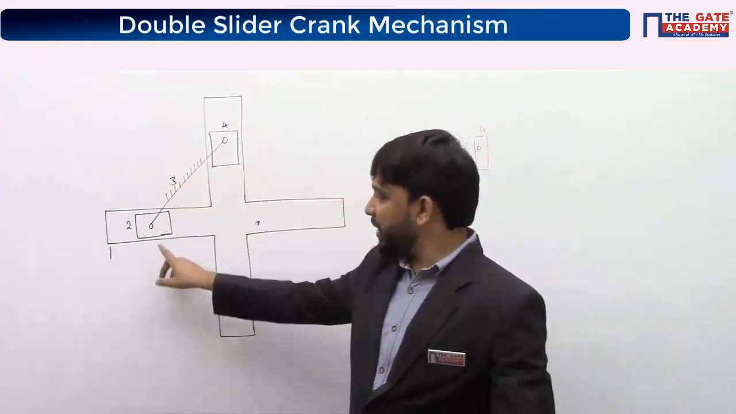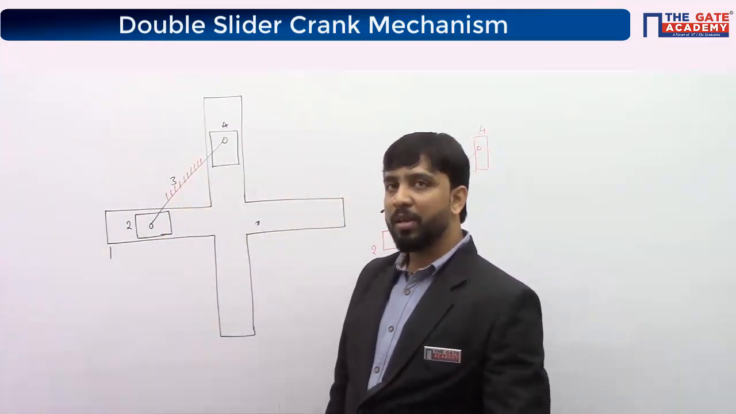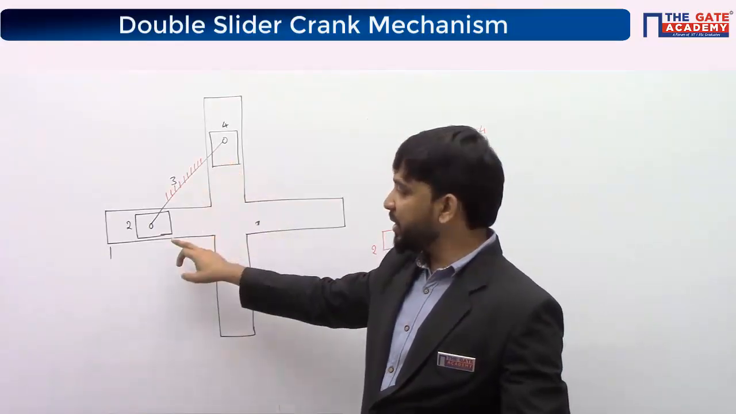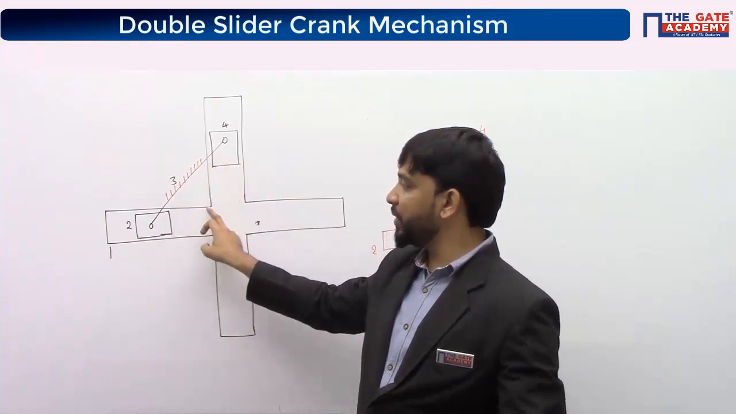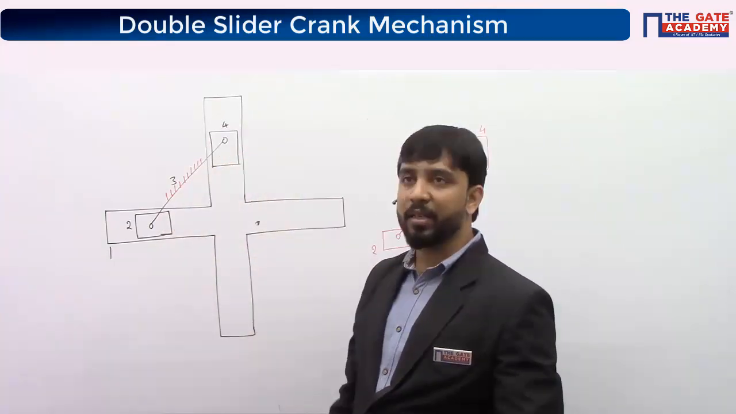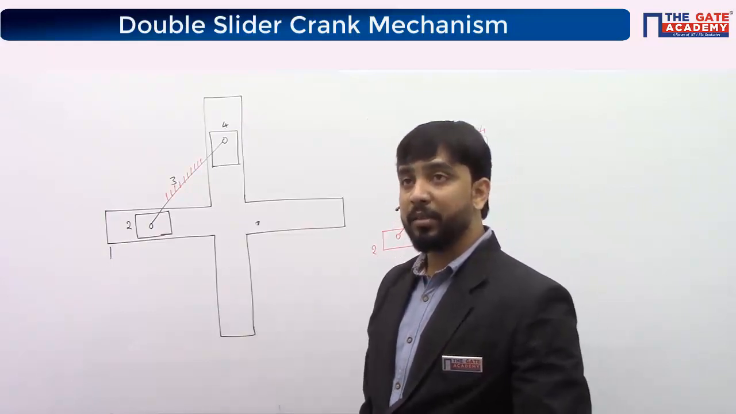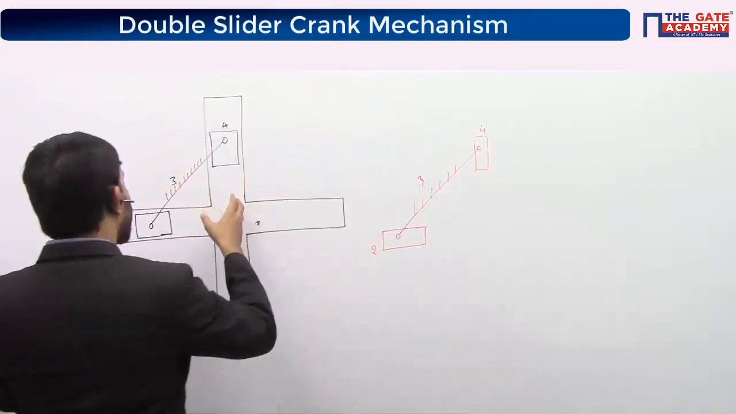So basically what I'm doing is rotating link number 2, but when I rotate link number 2, link number 4 is also getting rotated. The motion is transmitted from link number 2 to link number 4 with the help of this guide, or this frame. The frame is free to rotate, right?